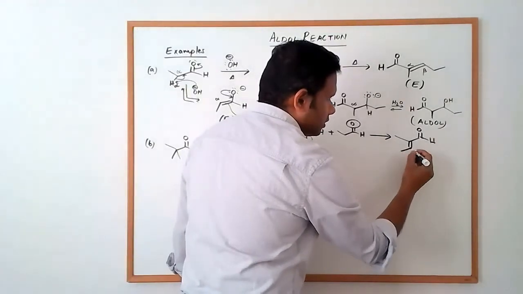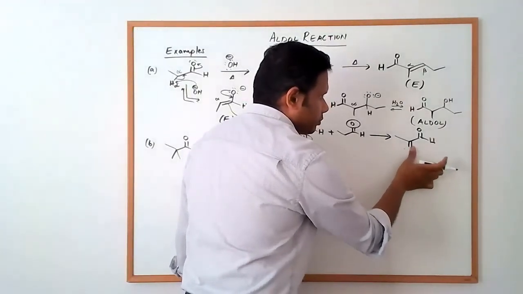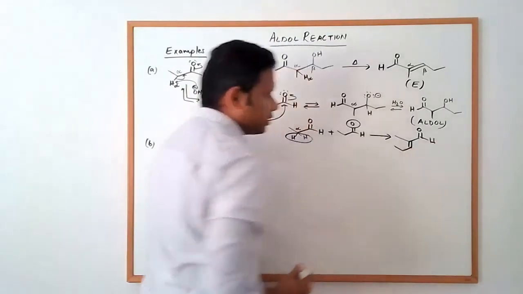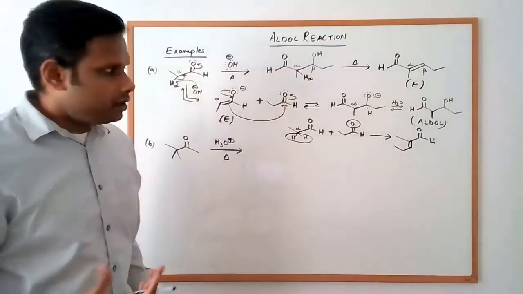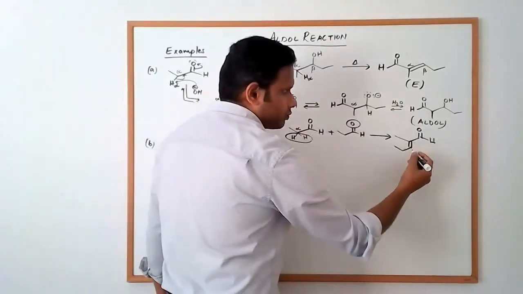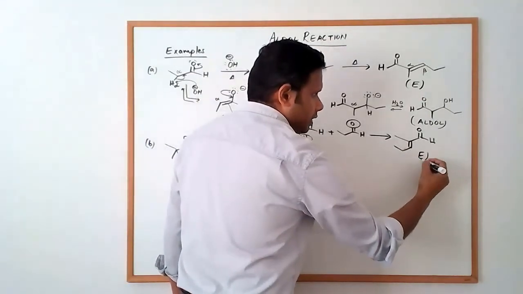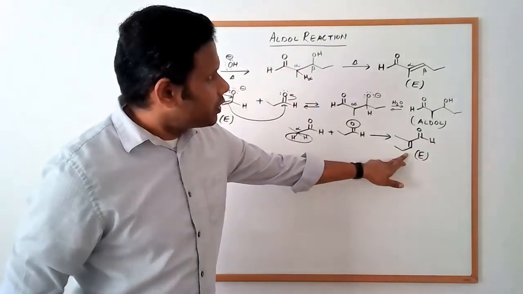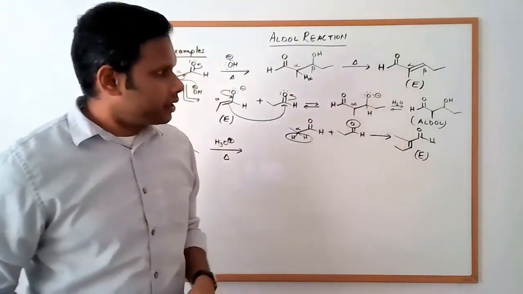And we write a product that's of the E stereochemistry. Okay, that's the E product. So we just write that. So this is the E product that we get. That's essentially what we've written over there.